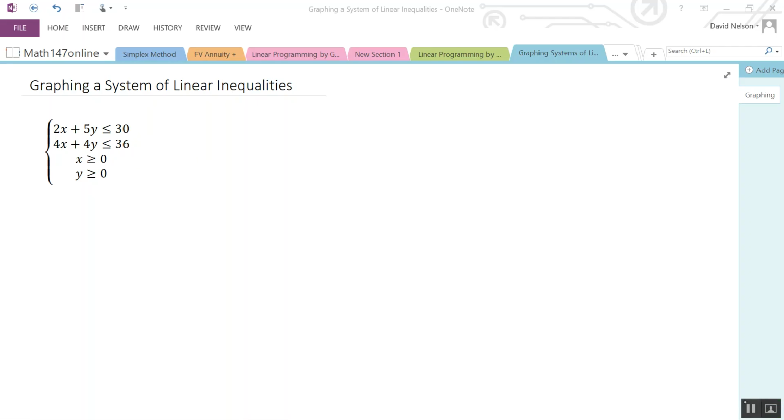All right, students, we are going to jump in and look at how to graph a system of linear inequalities and then enter that answer into WAMAP. So here we go. We want to graph this system of linear inequalities.